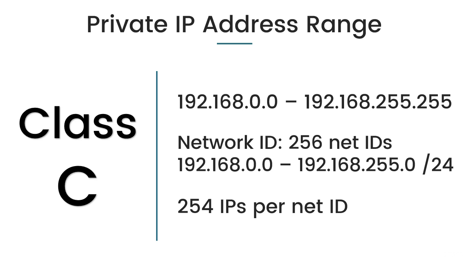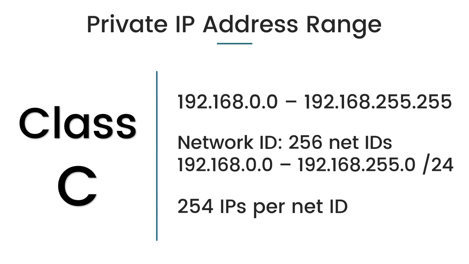So I can assign 192.168.0 to one network, then 192.168.1 to another network, then 192.168.2 to another network, etc., etc., all the way up to 192.168.255. Because the default prefix is /24, the last octet, the last 8 bits are host ID. Therefore, for each one of these network IDs, I can get 254 IP addresses.